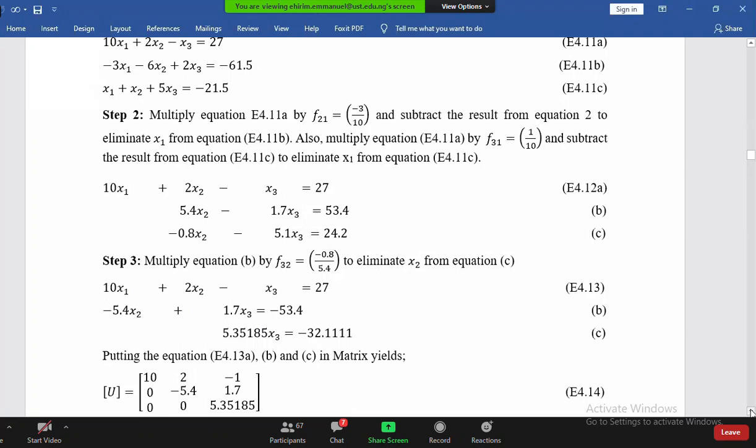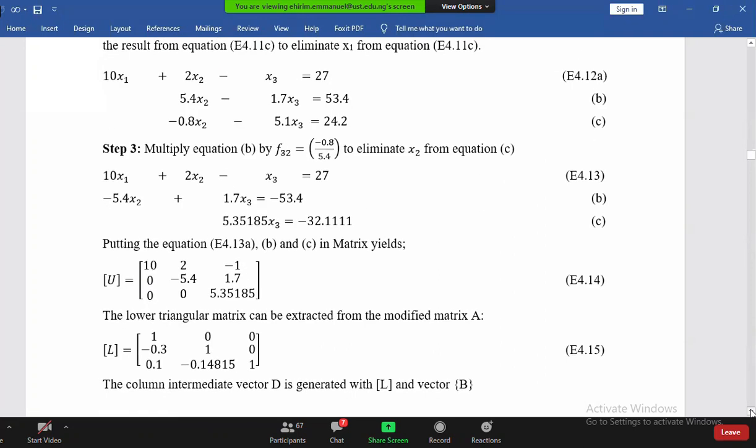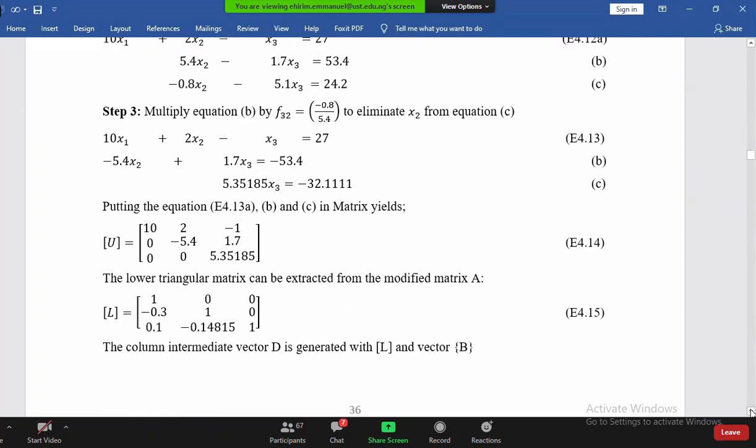So let's move ahead. We can now calculate the lower triangle. We have the upper triangle already here, and then this is the lower triangle. All the F21, F31, F32, they are all here. The values are all here. You calculate the values and put them there. You can see one along the diagonal of L. The next thing we'll do is we want to generate the intermediate or intermediary value vector D generated with L and B.